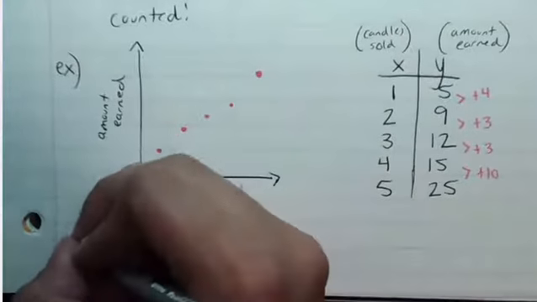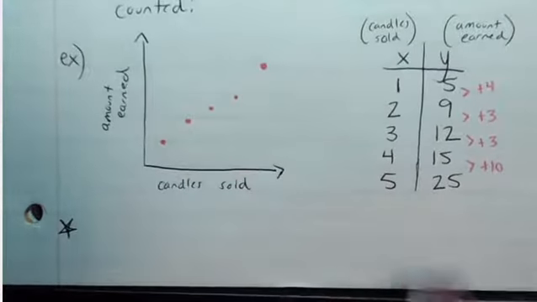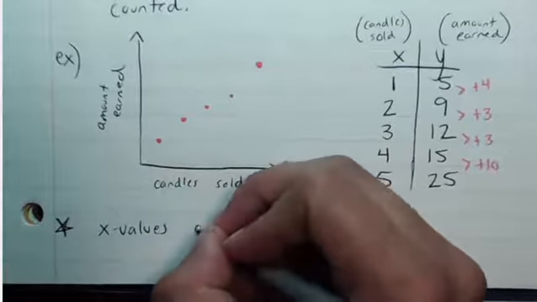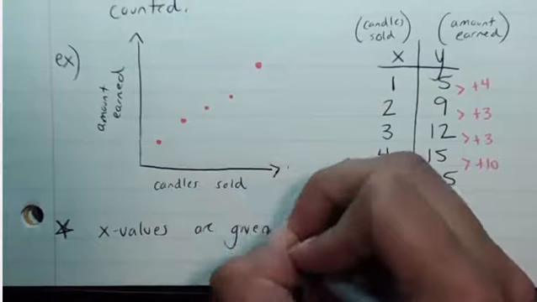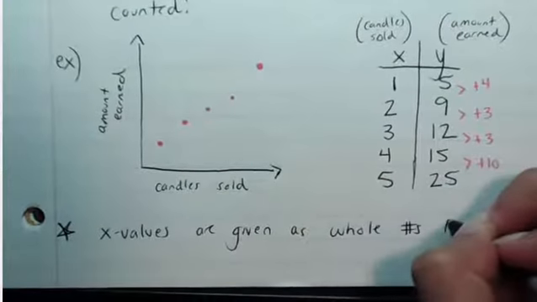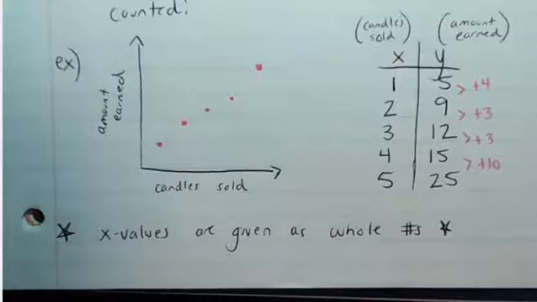Okay, so what we need to remember when it comes to discrete is that these X values are given as whole numbers. I don't have a half of a candle. I can't have a half of a candle. So that's why we have those as whole numbers.